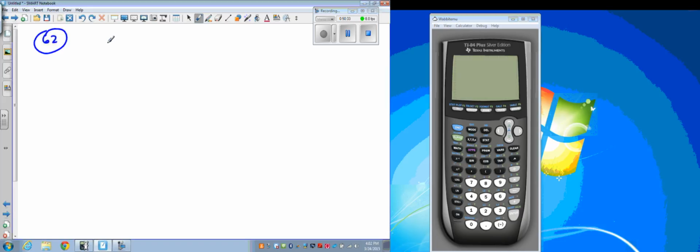Okay, the next one, 62. This is an identity. S plus E over cosine S cosine T equals tangent S plus tangent T. Just a second, I want to finish right.